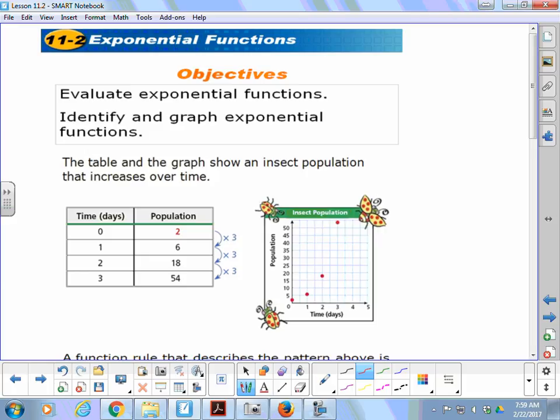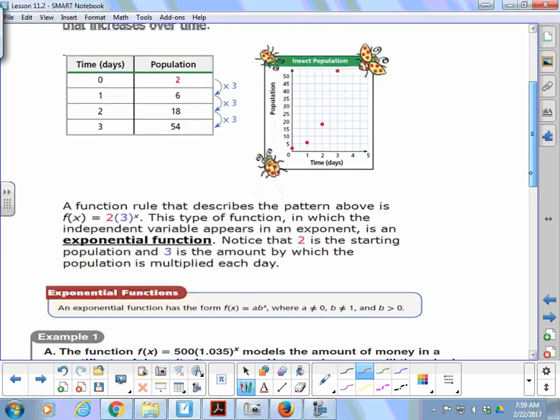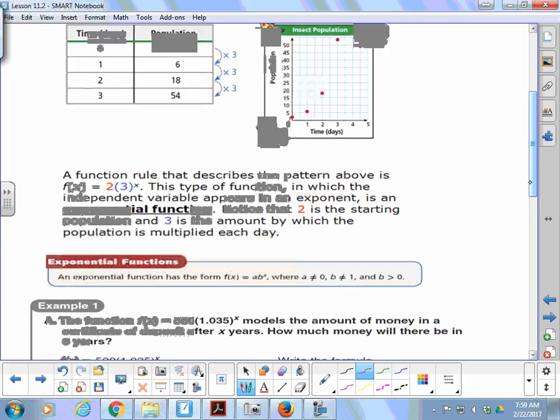Or it's decreasing at a decreasing rate, which means that the graph is going down, and the gap between each number gets less and less each time. So we have those two things that happen. First of all, we're just going to look at what an exponential function is.